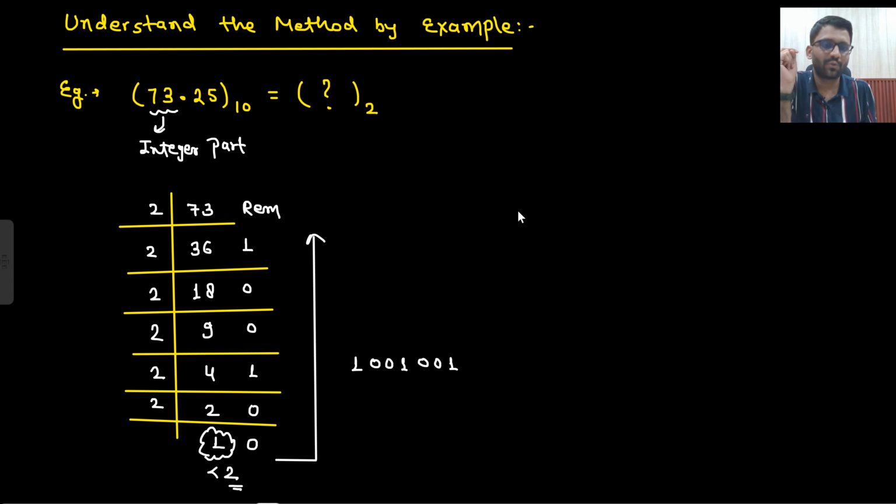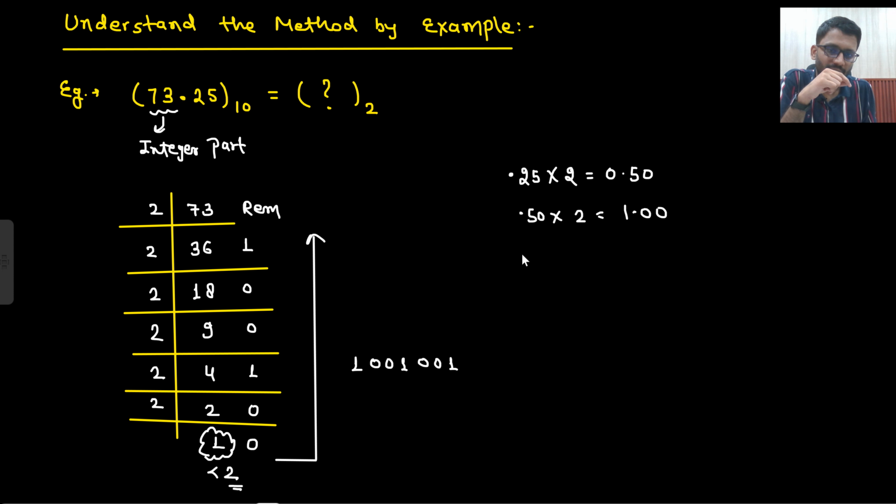But we need to do something about 0.25. So what I will do? 0.25 I will pick. Now I will multiply by this base, that is 2. Okay, sorry, I forgot to tell the method. 0.25 into 2, what am I getting? 0.50. So whatever I am getting after the point, that I am picking here, 0.50.